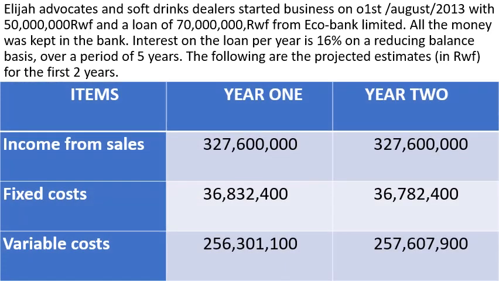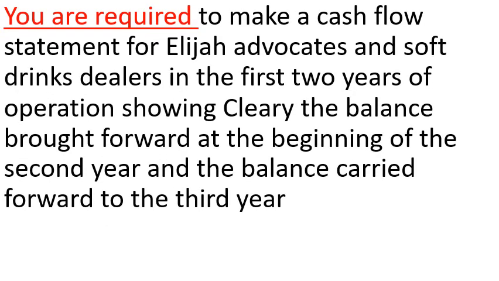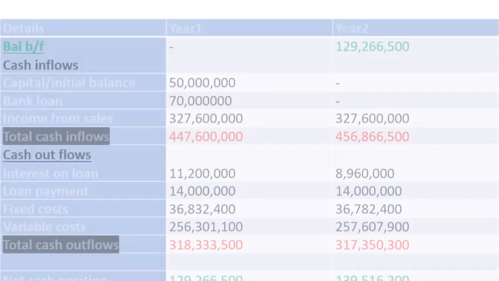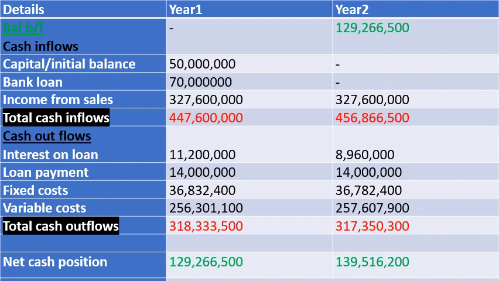So there they are. We have the items, year 1, year 2, income from sales, fixed costs, and variable costs. So what are we being asked? We are being asked to take the cash flow statement for Elijah Advocates and Soft Drinks Dealers in the first 2 years of operation, showing clearly the balance brought forward at the beginning of the second year. So as we have said, again, with this one we shall have a column for details, year 1, year 2. Our balance brought forward. The first period they did not give us any balance brought forward, so we shall not record anything.